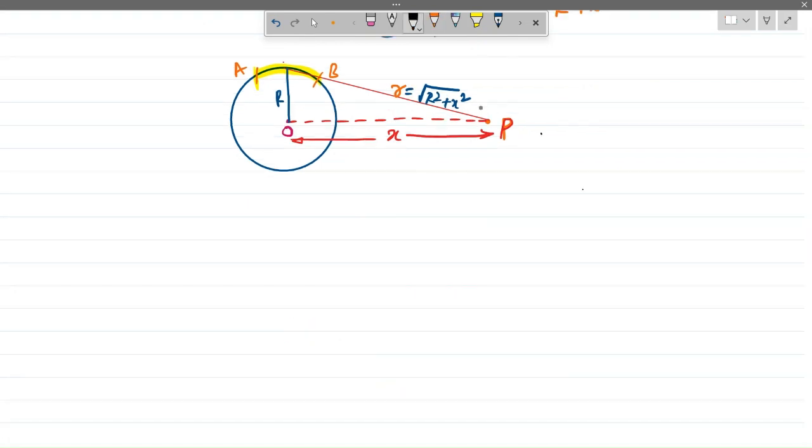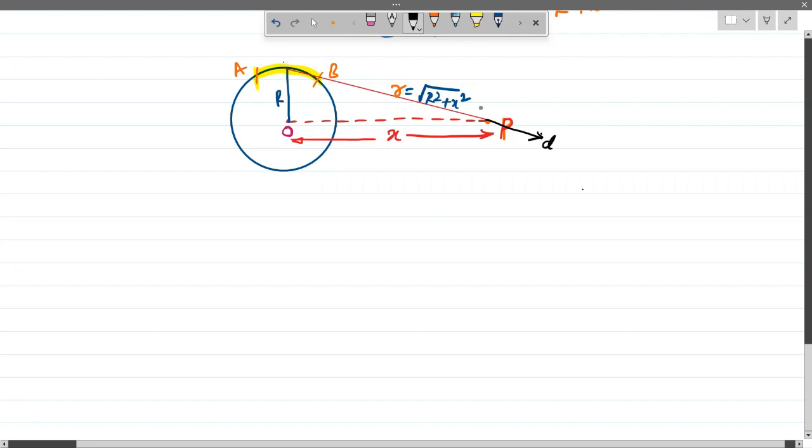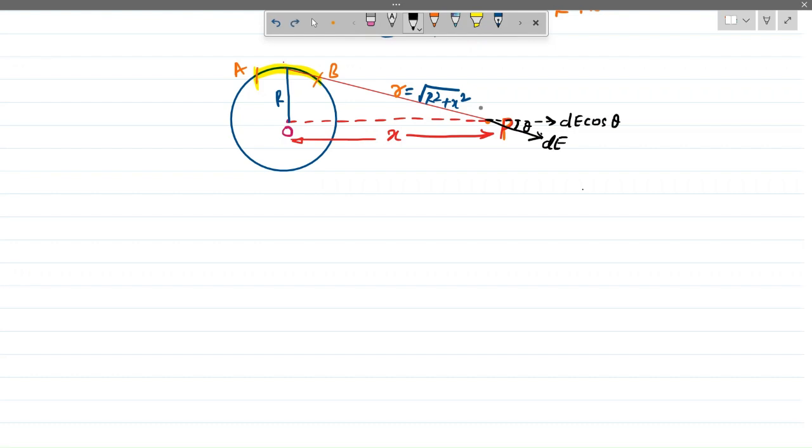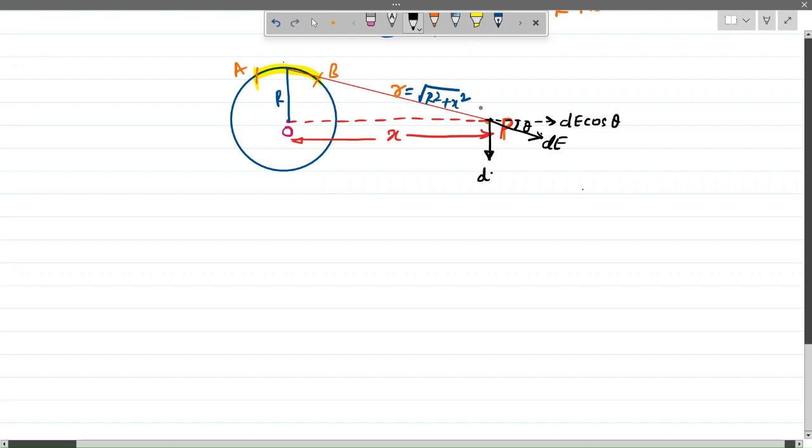Now the electric field intensity from the elemental strip AB to the point P is dE, which is making an angle of theta with respect to the horizontal. If we resolve this component dE, it becomes dE cos theta in the horizontal direction and dE sin theta in the vertical downward direction.